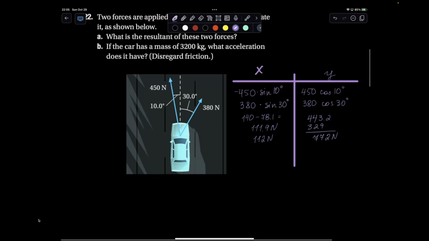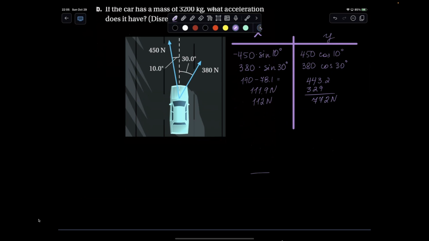So then I would get my resultant force pointing like this. I have 112 to the right, 772 up. Then I will do Pythagorean theorem for this. The resultant force is going to be 780 newtons, after I do 772 squared plus 112 squared.